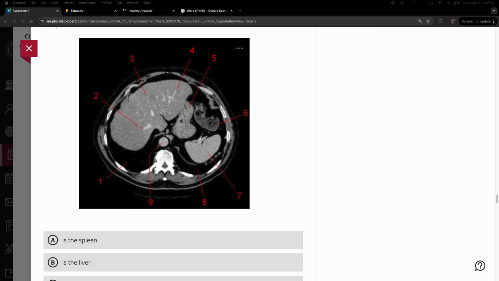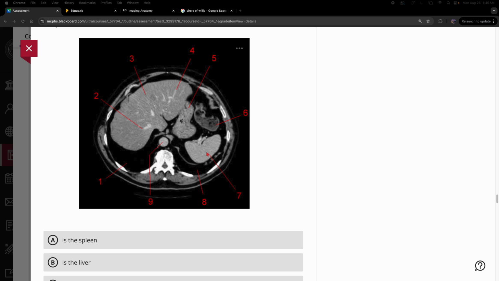Actually, 2 would be blood vessels in the liver, right? Typically, we're going to talk about what these blood vessels are in a second. 3 would also be the liver. 4 is a blood vessel in the liver. We'll talk about this in a second. 5 would be the stomach. 6 would be a part of the colon. Typically, we would call this specifically the left colic flexure.